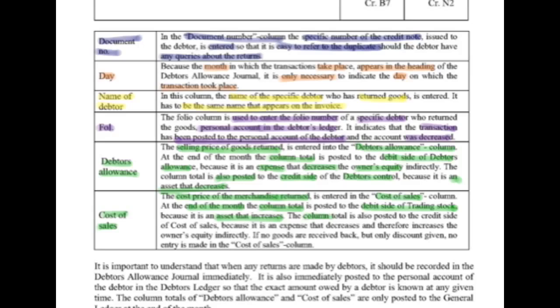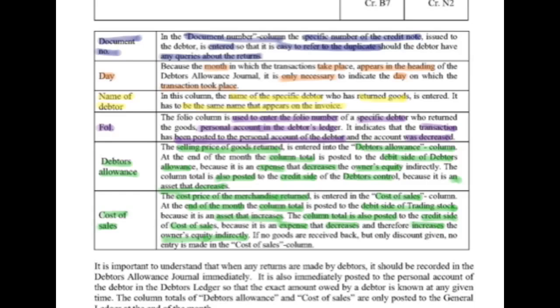The column total is also posted to the credit side of cost of sales. Because this is an expense, it actually decreases the expense, but therefore increases the owner's equity indirectly. I'm actually reversing the expense that I created previously when I recorded the entry in the DJ, in other words, when the sale took place.